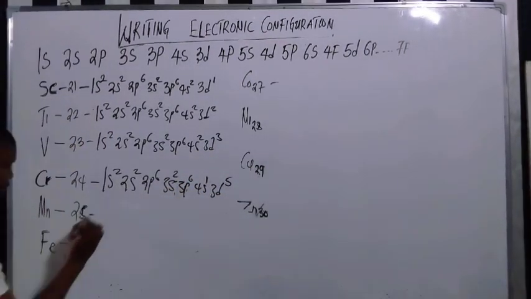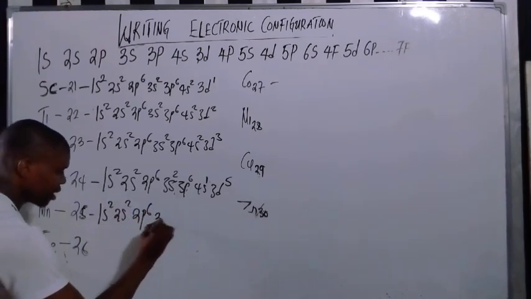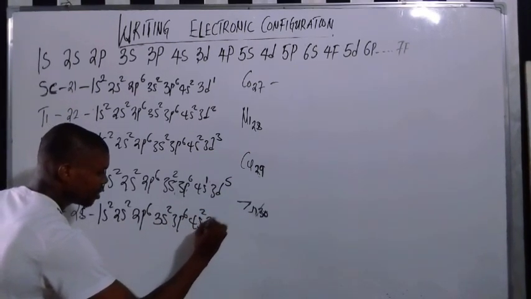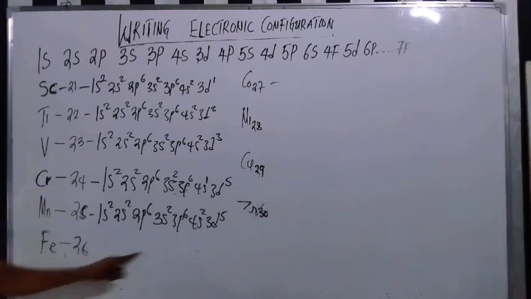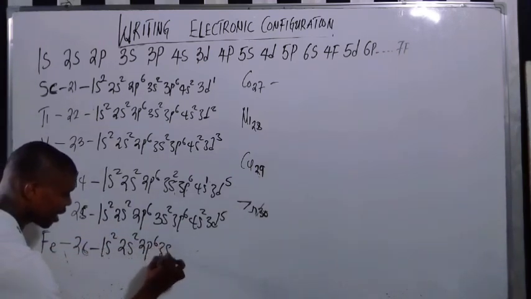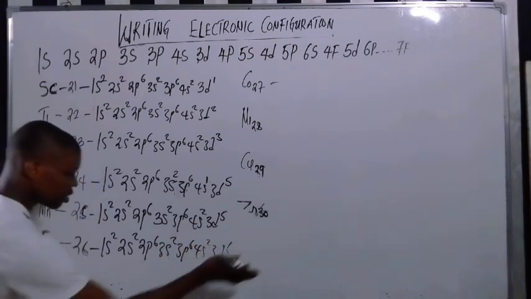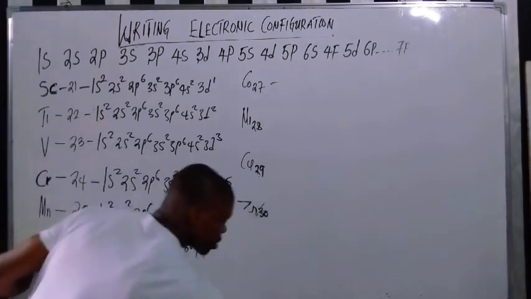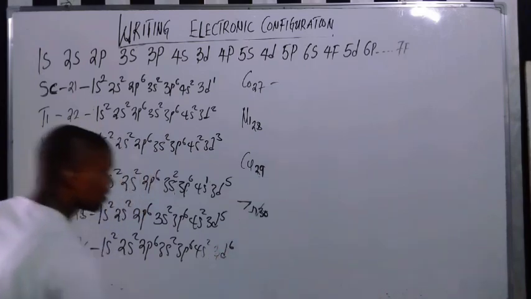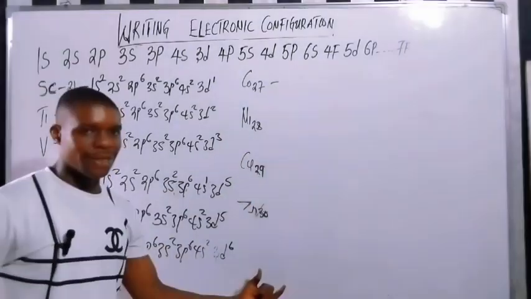Now manganese, so it's going to be what? 1s2, 2s2, 2p6, 3s2, 3p6, 4s2, 3d5. Then you now have 1s2, 2s2, 2p6, 3s2, 3p6, 4s2, 3d6. You're going to get 3d6. Now, essentially, we're also going to do this at another point. So go ahead and try this one for me.